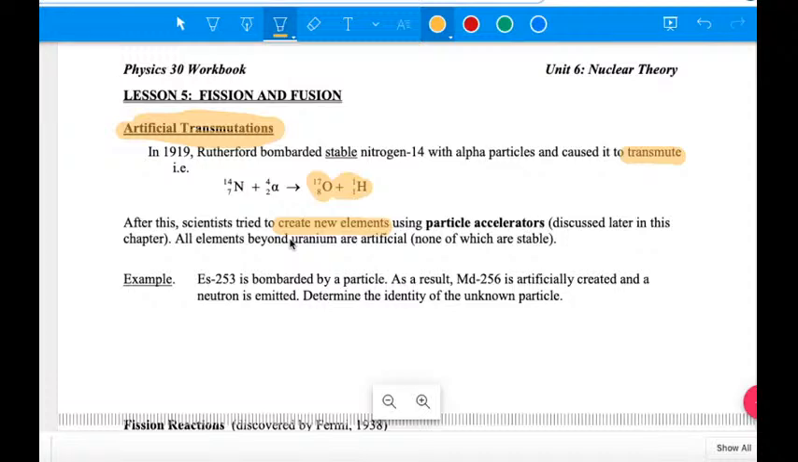Anything beyond uranium on our periodic table of elements is artificial, and none of them are stable. They'll all decay over time. They'll have different half-lives, they'll last different amounts of time, but none of them will remain stable. So this example you can find in the attached video.